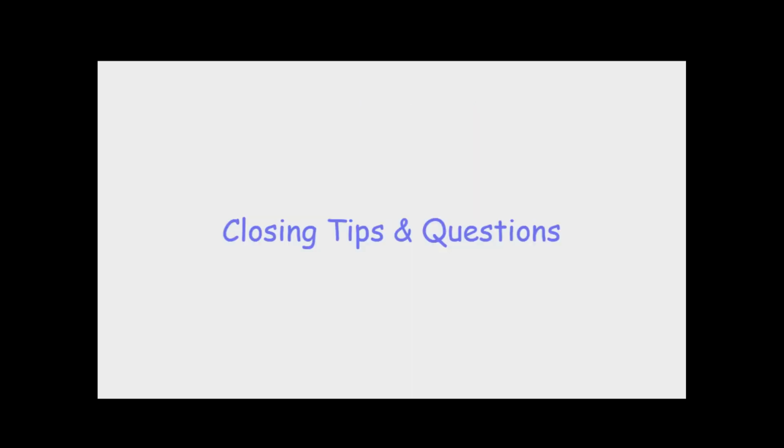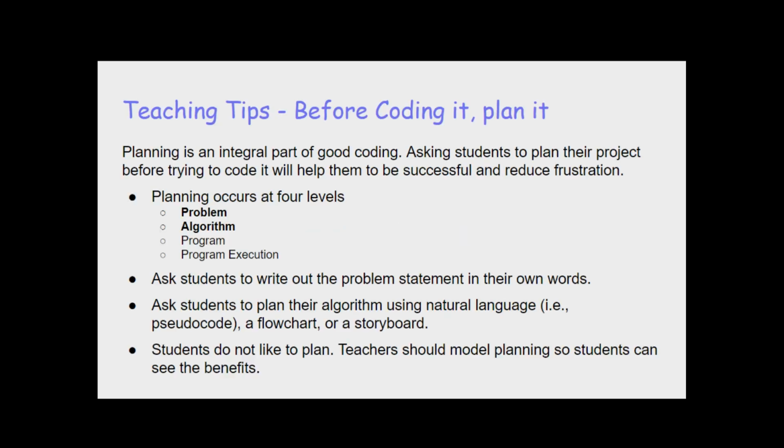Now, how about some closing tips and questions to reflect upon? So the first tip is that before you code something, you need to plan it. Planning is an integral part of good coding. Asking students to plan their project before trying to code it will help them to be successful and reduce their frustration. Planning occurs at 4 levels. Those are the problem level, the algorithm level, programming, and program execution level.